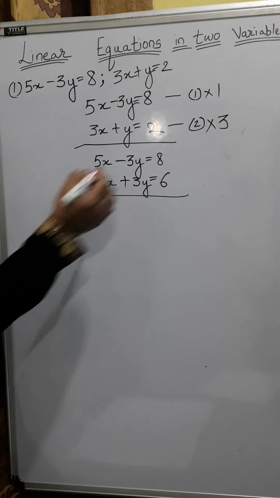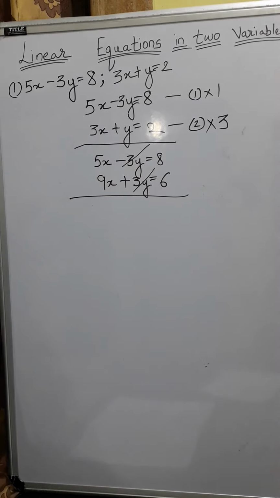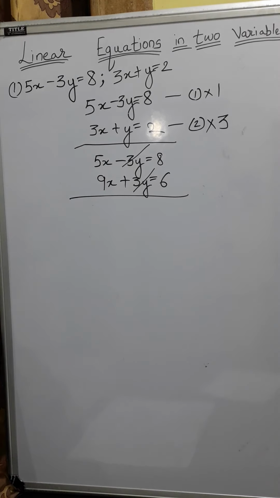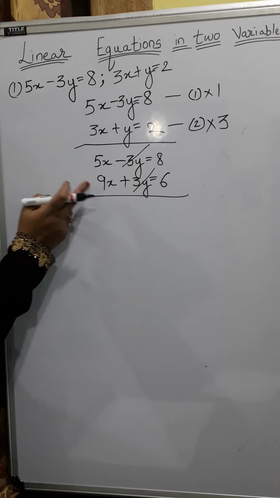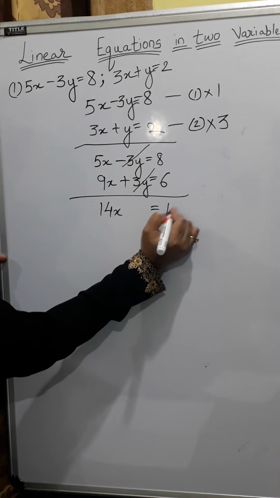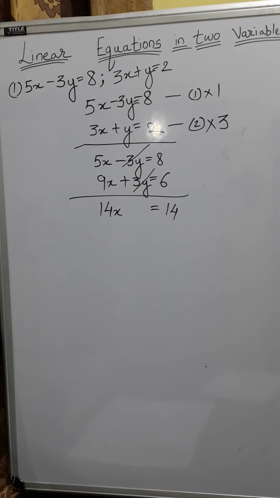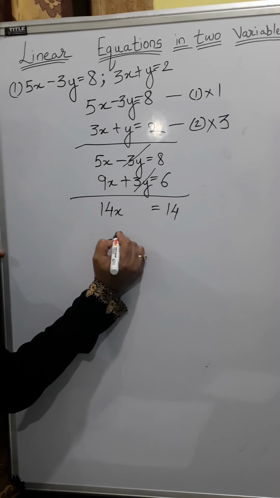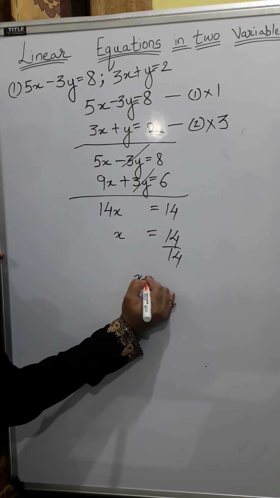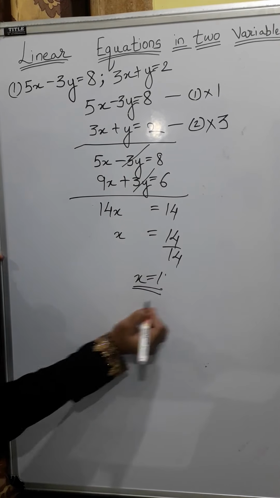Now this 3y and this 3y will be eliminated. Since these have different signs, the variables are eliminated and we have to do addition. No sign is there, that means we have to add. So 9 plus 5 will be 14x, which is equal to 14. Since 14 is multiplying the variable, it goes to the other side of the equation and divides there. So we got the value of x, that is 1.